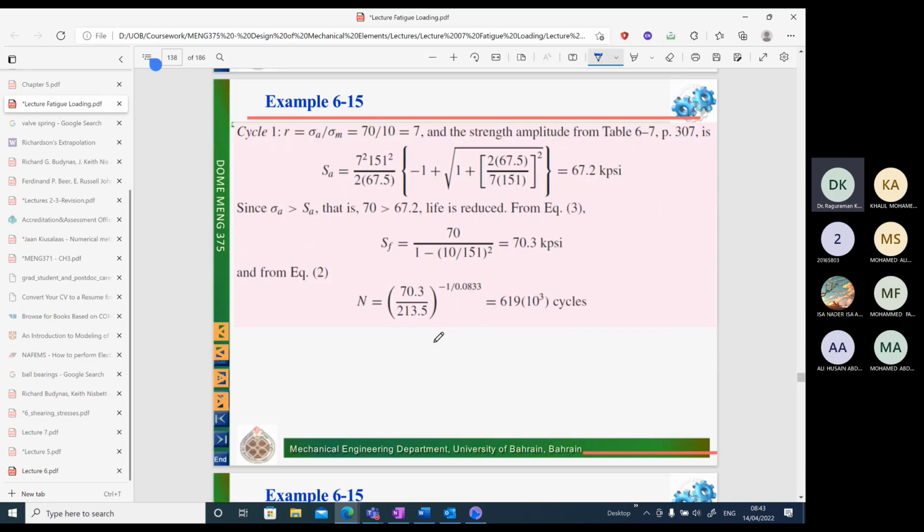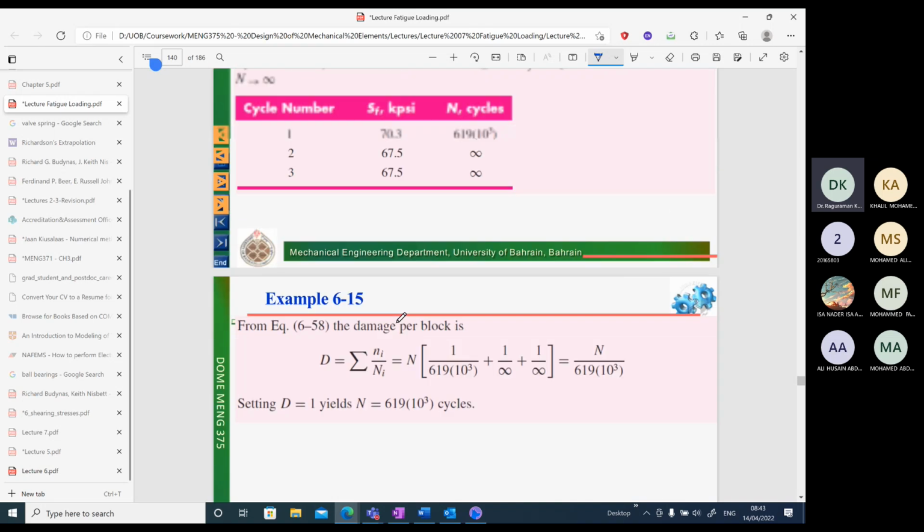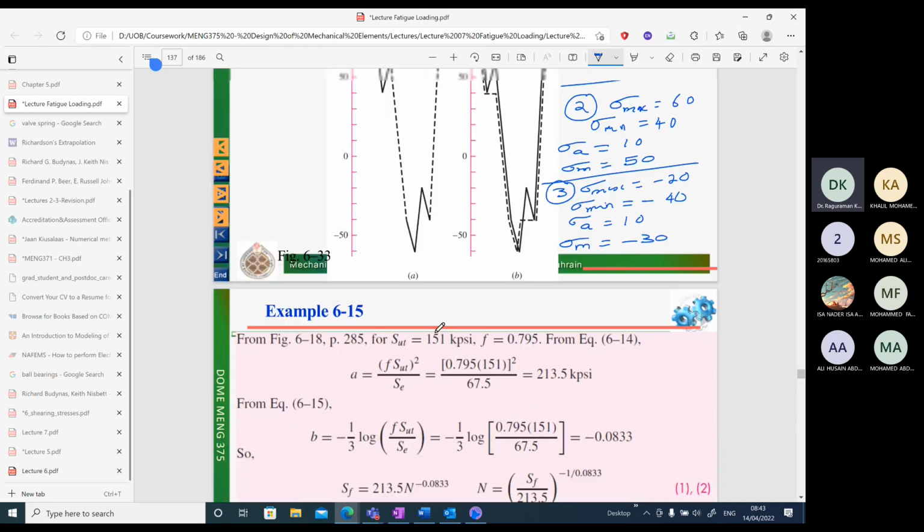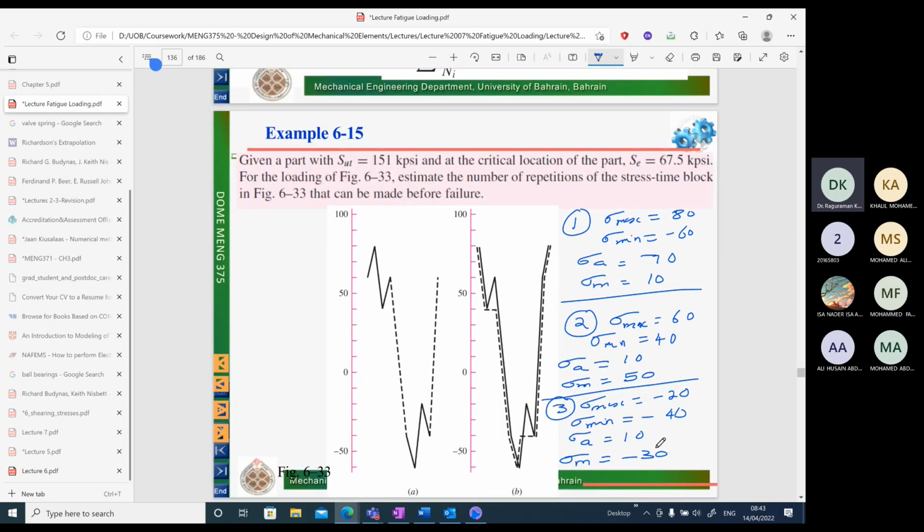So let's see the last cycle just in case if we have it correctly. Second and third here, 10 and minus 30. Do we have that? 10 and minus 30. Okay. All right.